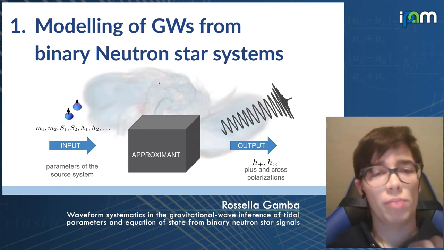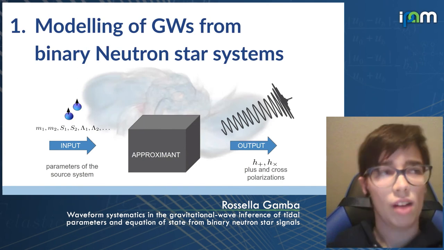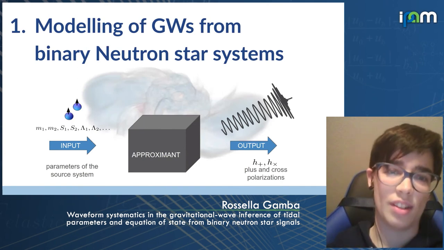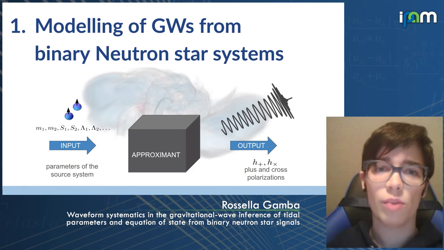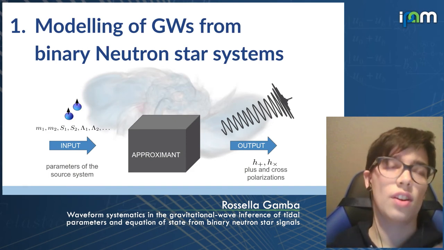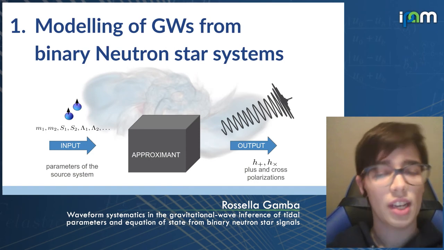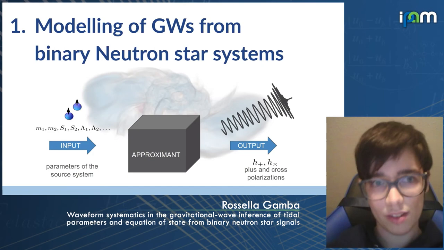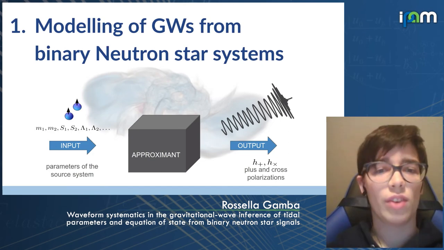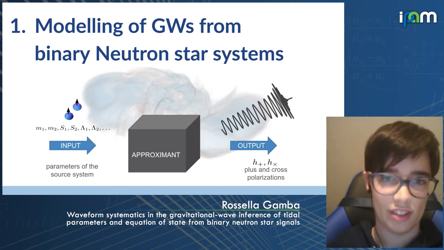And maybe for people who are not very used to waveform modeling, well, maybe for them, waveform approximants are also kind of black boxes. In the previous talk, we heard about how they work for binary black holes and how they are built. So I hope that we'll be able in the next 20 minutes or so to give you an idea of how they are built instead for binary neutron star systems.